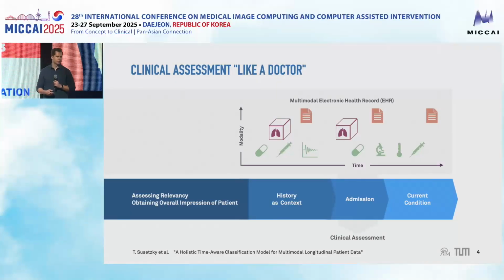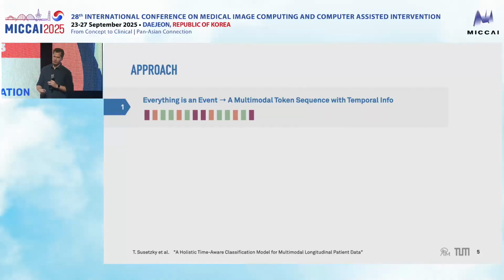So how do we do this? First, we arrange all the information from our multimodal electronic health record in a joint, temporally ordered sequence. And we consider every item an event, an isolated event at a certain point in time. Every numeric measurement is an event, every text, even an image is one event at a certain time point. So we represent those events by uniform tokens with additional temporal information.